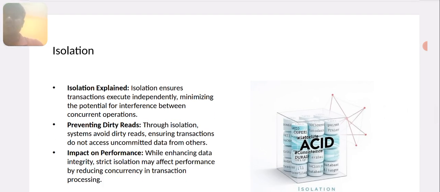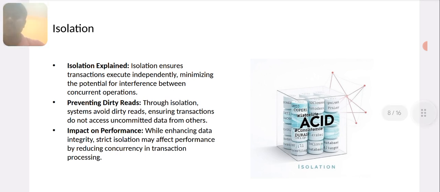Next is isolation. Isolation ensures that transactions execute independently, minimizing the potential for interference between concurrent operations. Preventing dirty reads: through isolation the system avoids dirty reads, ensuring transactions do not access uncommitted data from others. Impact on performance: while enhancing data integrity, strict isolation may affect performance by reducing concurrency in transaction processing.